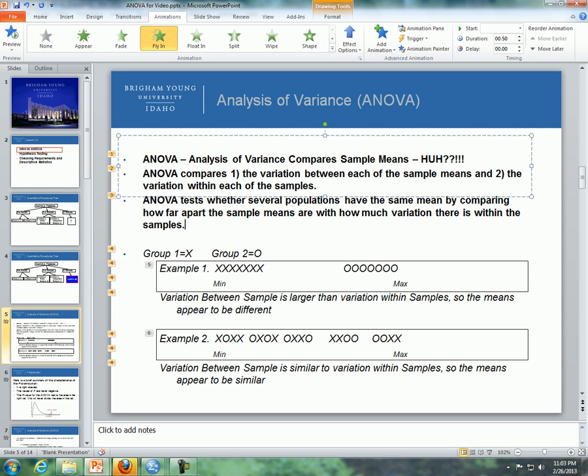So for instance, if this were test scores, there's the lowest test scores and the highest test scores, and X represents men and O's represent women. You could see here that the variation between samples is larger than the variation within samples, so the means appear to be different. Okay. Now if we have something here in example 2 where it looks like the end of a love letter from a missionary, it looks like here the variation between the samples is similar to the variation within samples, so the means appear to be similar. So this is more or less what analysis of variance does. It looks at the variation between the means and then the variation within the groups.